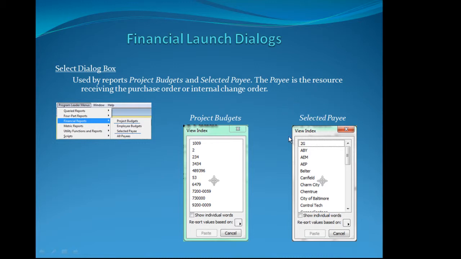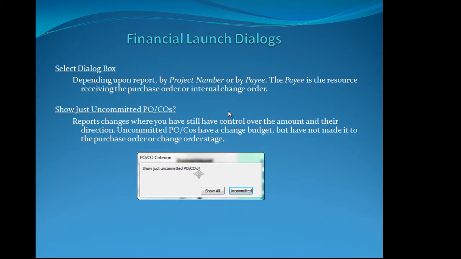To use it, you select the project or the payee that you want by clicking on it. This paste key will turn dark. You press on it and it will select the entry that you want. The second dialog box you will have is Show Just Uncommitted POs and COs. This reports changes where you still have control over the amount and the change order's direction. Uncommitted purchase orders and change orders have a change budget but have not made it to the purchase order or change order stage.